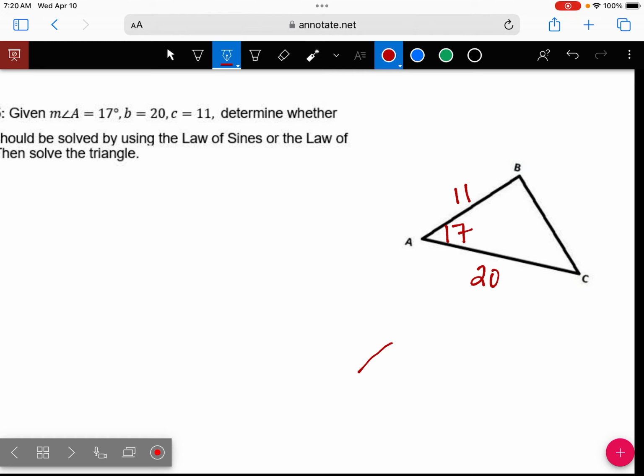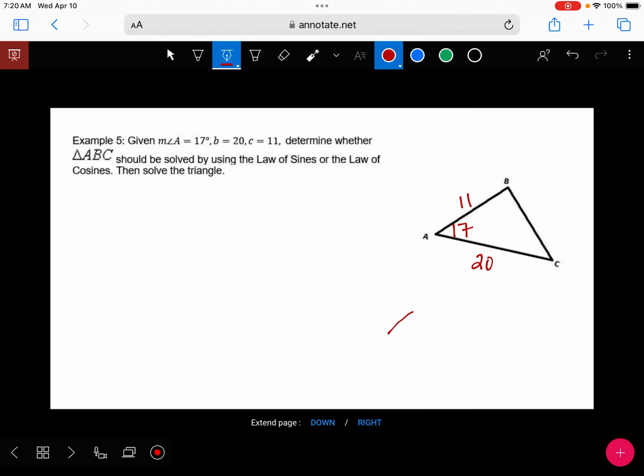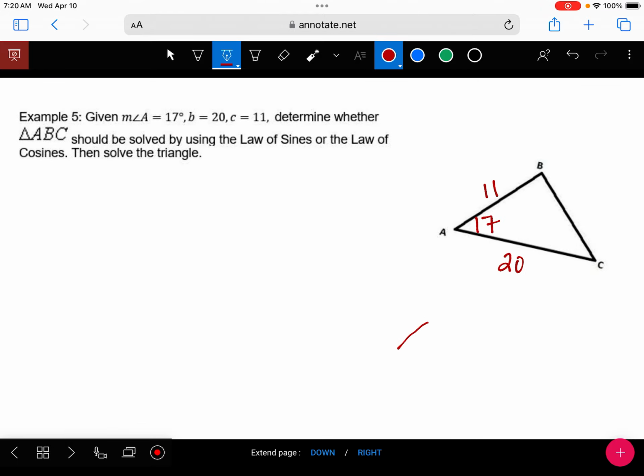All right, so raise your hand if you're going to use the law of sines. Who's using law of cosines? If we do the law of sines, what would be your pair? Because to use the law of sines, you need to know a pair, like big B and little b, or big A and little a. Do we have a pair of angle and side? No, we don't. So we would have to use the law of cosines.